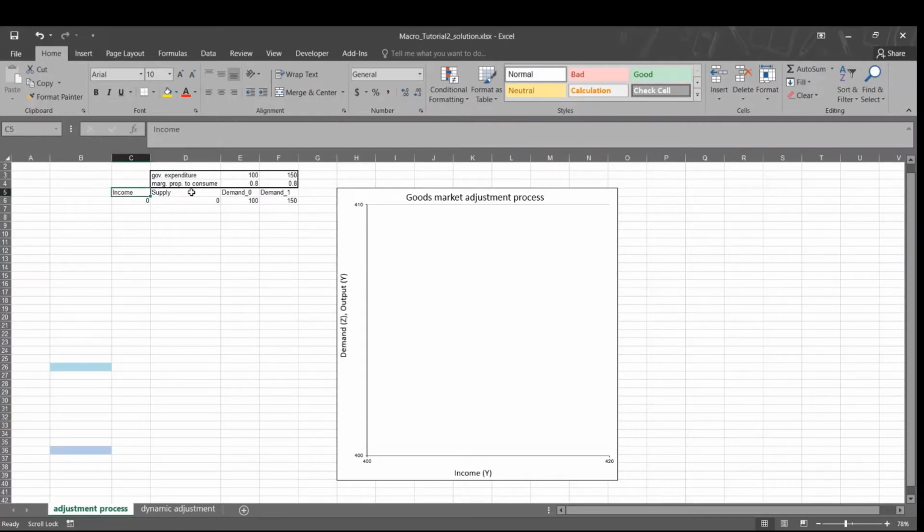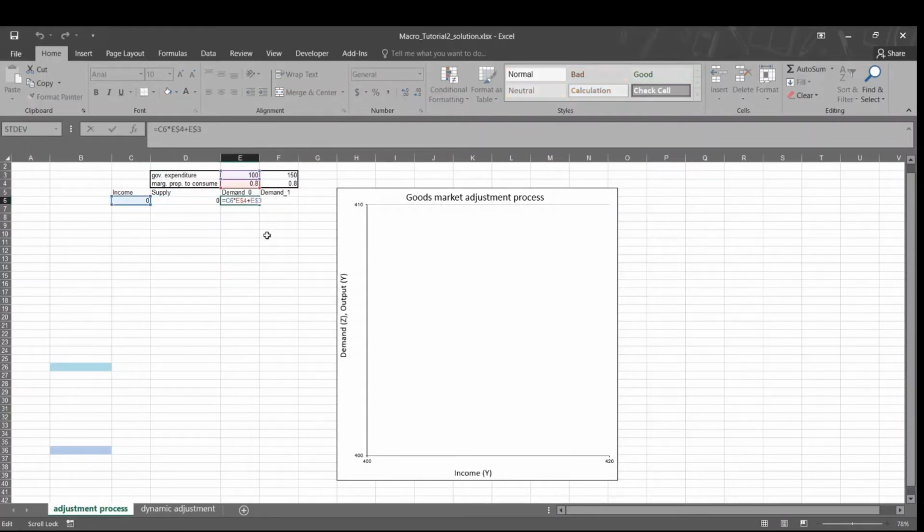Here we have income, supply, demand, or demand 0, or previous demand, or demand 1, which indicates our new demand after the government expenditure increased from 100 to 150 units. On the graphs, we have on our y-axis demand or output Y, and on the x-axis we have our income or supply. Here we have an income of 0 or supply of 0.